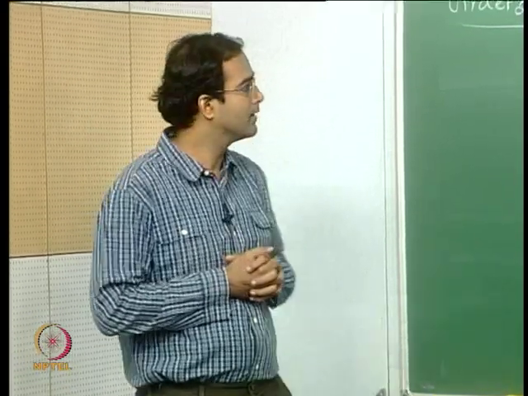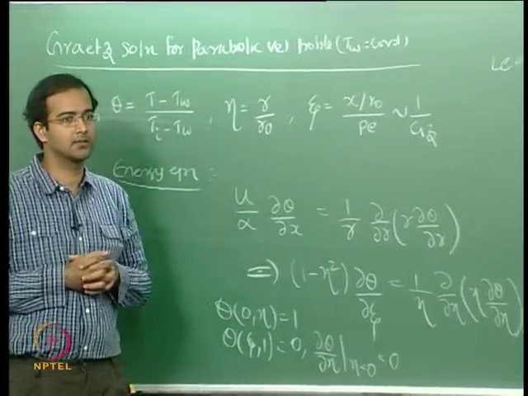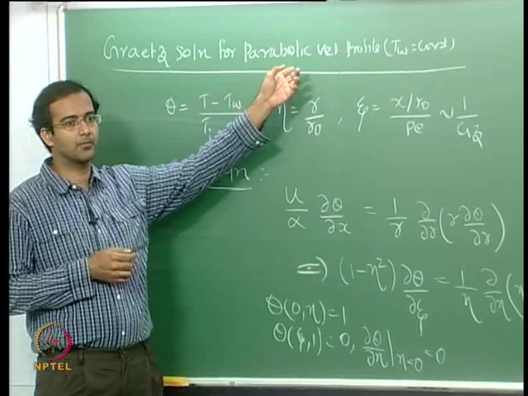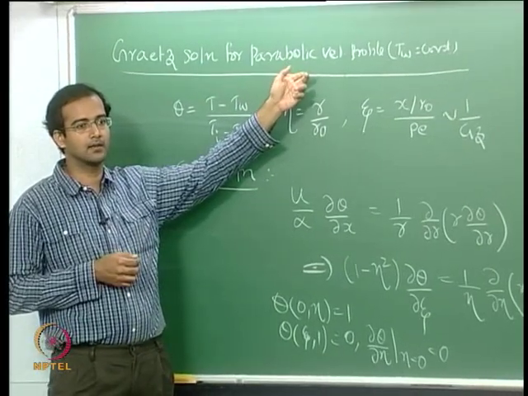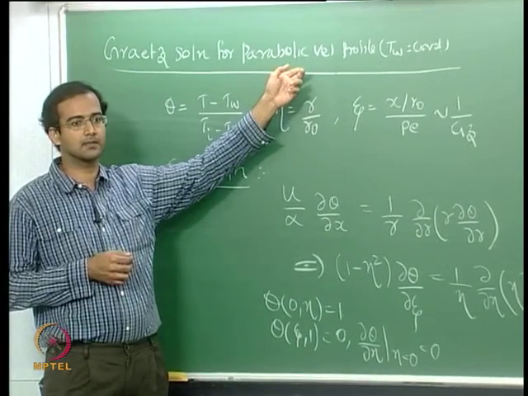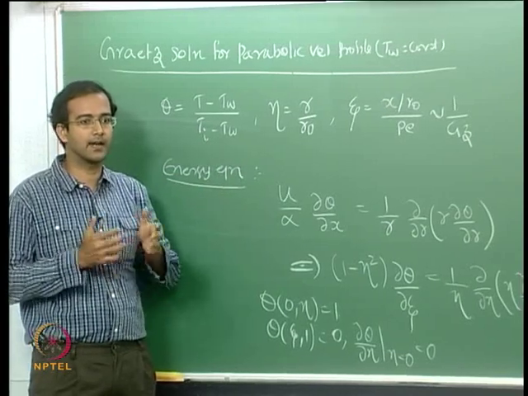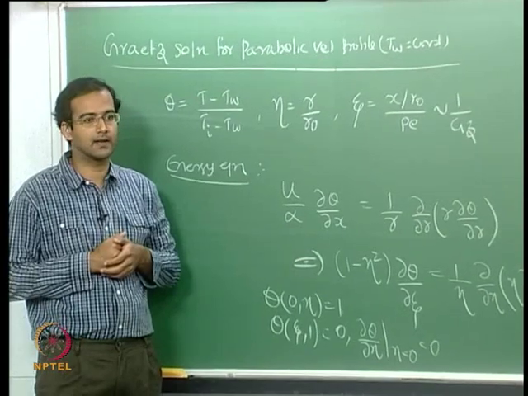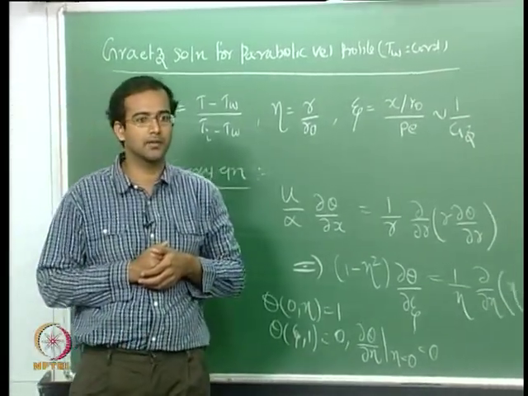So now the same problem can be extended to a case which is more realistic, that is for a parabolic velocity profile. This extension was done by a group of people, Sellars, Tribus, et al., and I have posted that in the Moodle. You can just have a look. Originally, in 1954, that is how they did the extension to the Graetz problem. Of course, nowadays the solution is more by numerical methods.